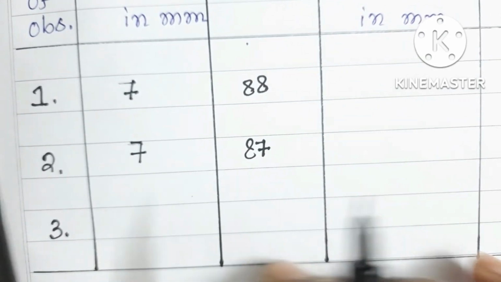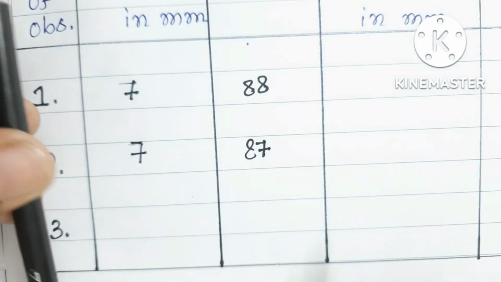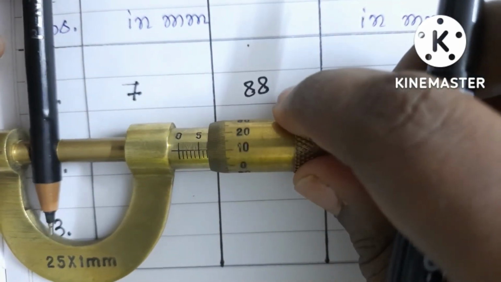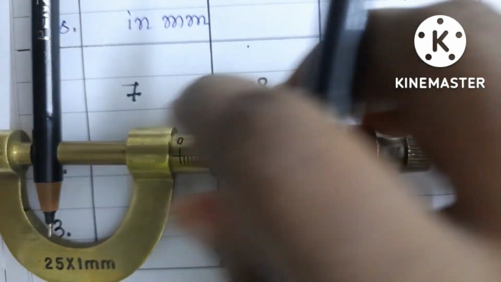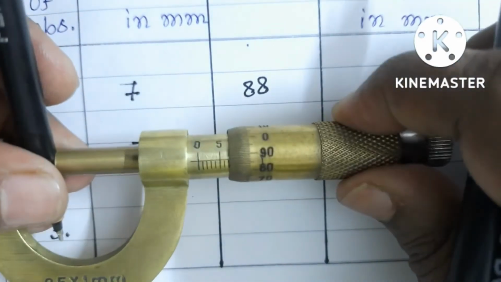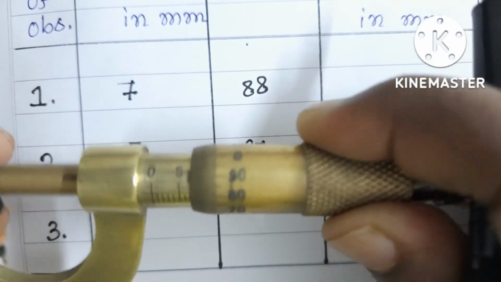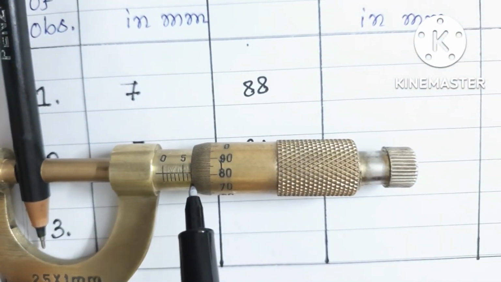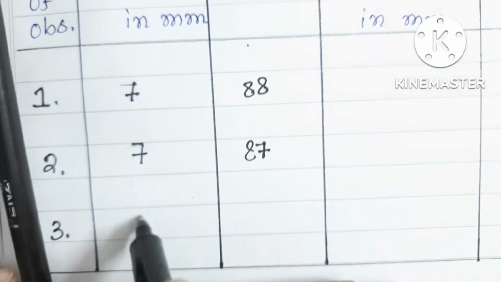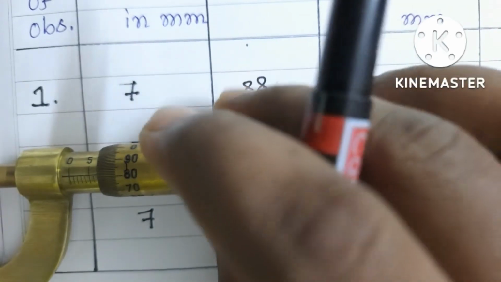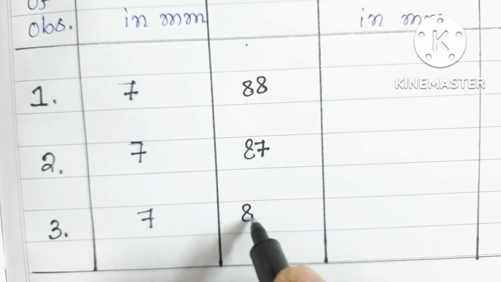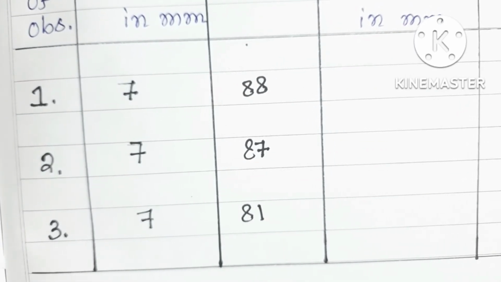Okay, take another position, and I am making a careful measurement right now, you can see, and it is completely tight. Okay, and you can again see the linear scale is 7. So it is again 7, and let's check the circular scale reading, and it is near about 80, 81, it is 81. Okay, so now complete the table and find out the final result.